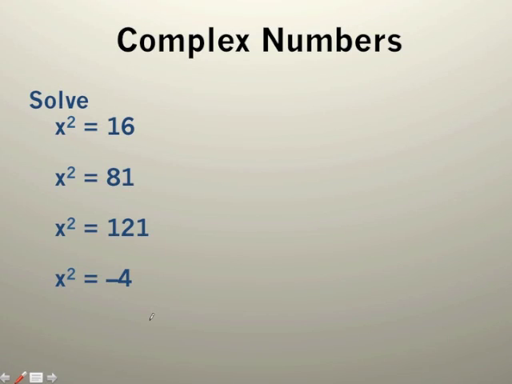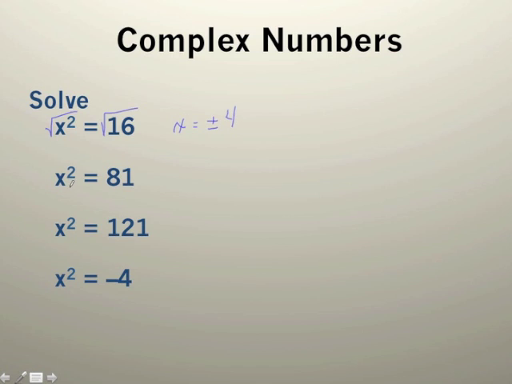Let's start talking about complex numbers today. And to start, we're going to solve this little equation, x squared equals 16. As you remember, we would solve this equation by taking the square root of both sides. The square root of x squared would be x, and the square root of 16 is either positive or negative 4, since 4 times 4 is 16, and negative 4 times negative 4 is 16.